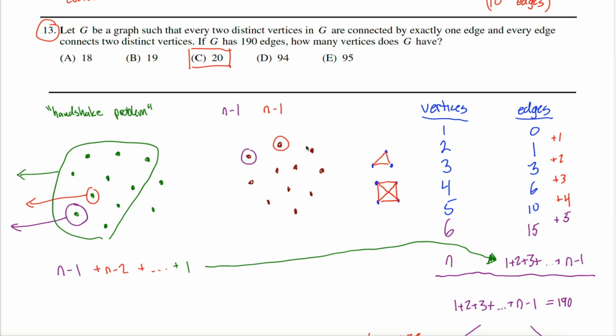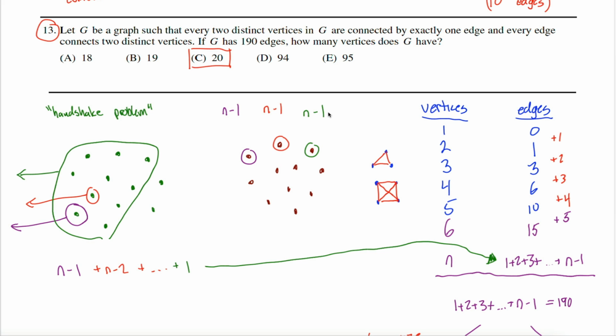Same thing for the third person. Even though they've already shook hands with 2 of the people in the room, they're just going to bite the bullet and shake those people's hands a second time as they walk around the room shaking everybody's hand. This person will shake N minus 1 hands, and so on. That'll be the case for every single person in this room. They'll shake N minus 1 hands. Some of them will be repeats, some of them won't, but we're not concerned with that.